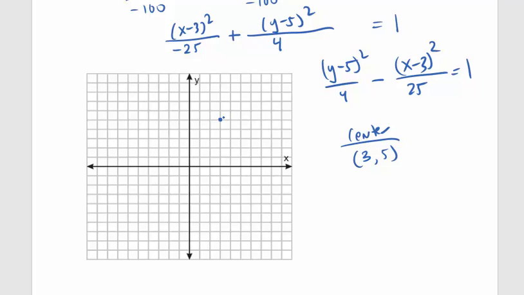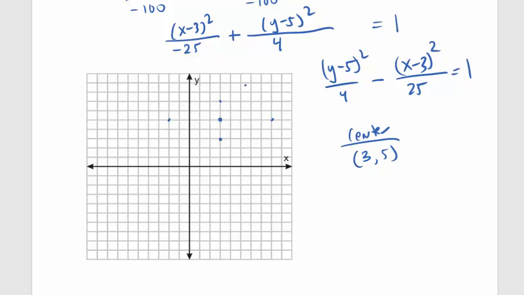So we can see that for y, that's going to be up and down 2 units. Since this is a 4, the square root of that will be 2. So we're going to travel up 2 and down 2. So 1, 2 up and 1, 2 down. For x, the square root of 25 is 5, so that's going to be a travel of 5 in each direction. So 1, 2, 3, 4, 5. 1, 2, 3, 4, 5.